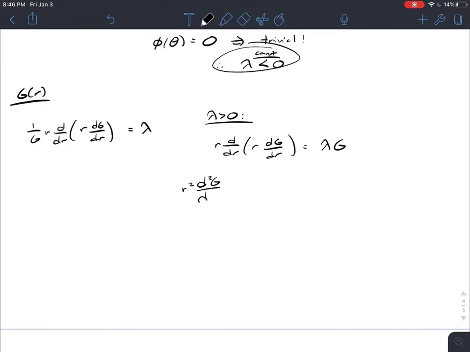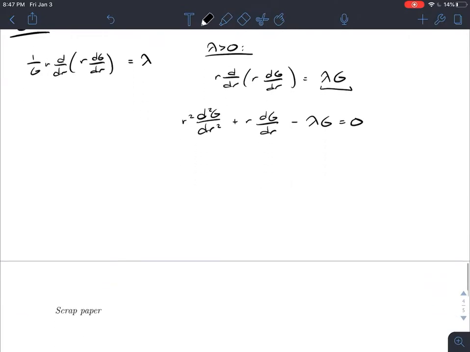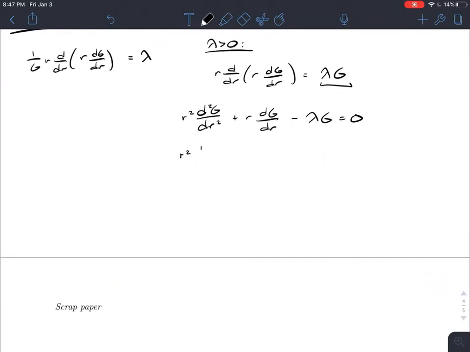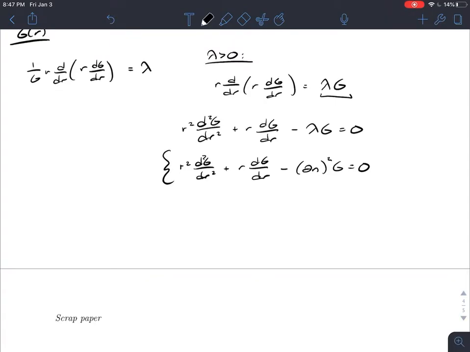Then we can expand the left hand side out and then move this term right here to the left-hand side. And since this lambda is the same lambda as before, we can plug in the lambda we found from earlier in the phi section, this specific value right here for lambda, into our differential equation here. So when lambda is greater than 0, lambda is equal to the value 2n squared, and we have g equals 0.